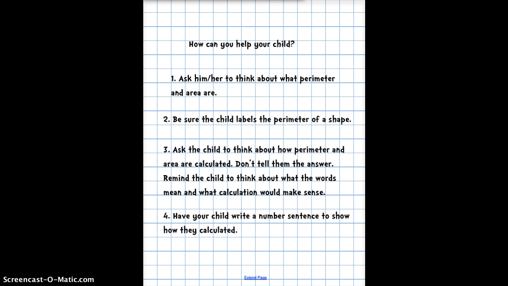And finally, anytime you've got an opportunity to let them practice this at home. For example, maybe you want to say, I need to make a pan of brownies, and I cut the brownies up into 16 squares. Have them tell you, what's the perimeter of my brownie pan? What's the area of the brownies? And have them think about things like that.